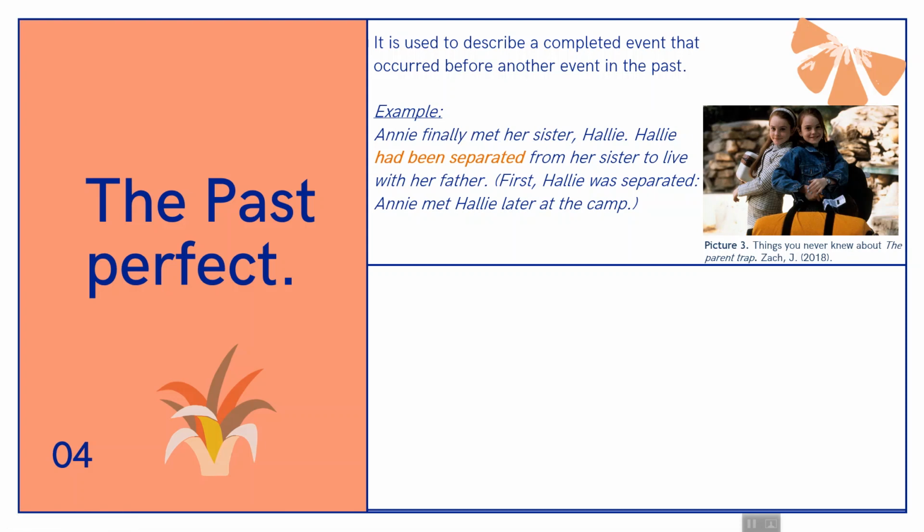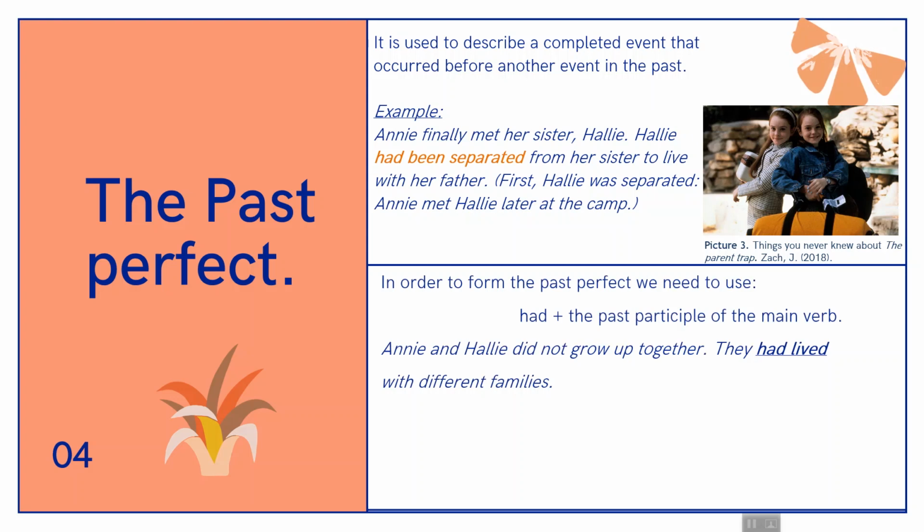Because it's very important to know. So, in this case, first, Hallie was separated. That is the first event. Annie met Hallie later at the camp. That is the second event. Now, let's look at the following examples with the structure.